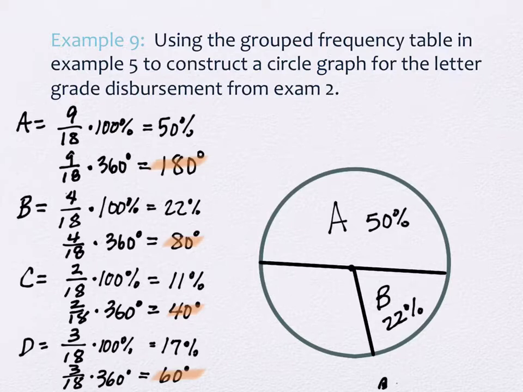And it should be reasonable, right? It shouldn't look like that seems odd. This is a little bit less than a quarter of the circle. That's what 22% is. It's a little bit less than 1/4.